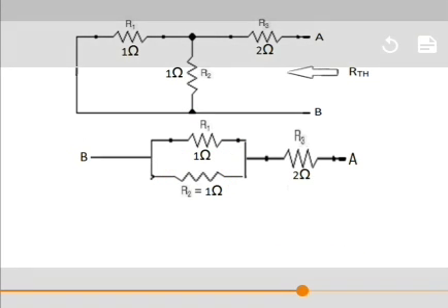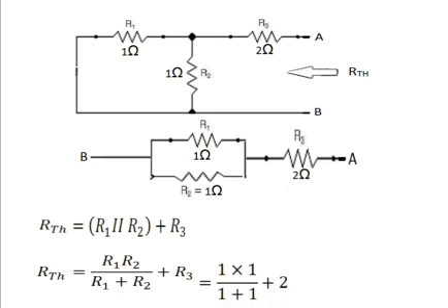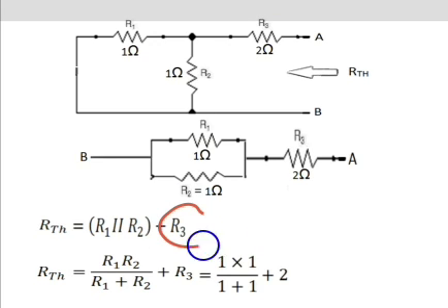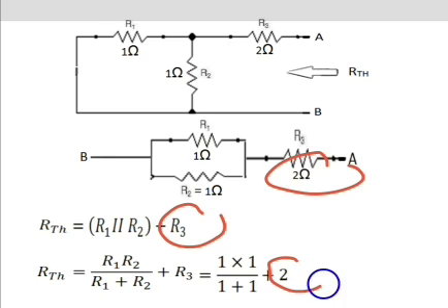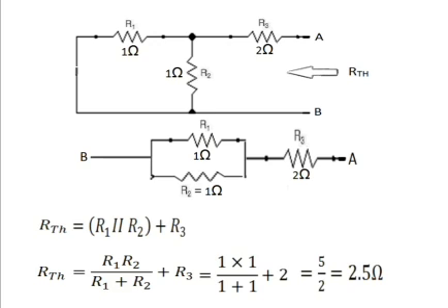So RTH equals R1 parallel R2 plus R3. So RTH equals R1 into R2 divided by R1 plus R2, plus R3. That equals 1 into 1 divided by 1 plus 1, plus 2 ohm, R3 equals 2 ohm. That equals 5 by 2. So that equals 2.5 ohm.